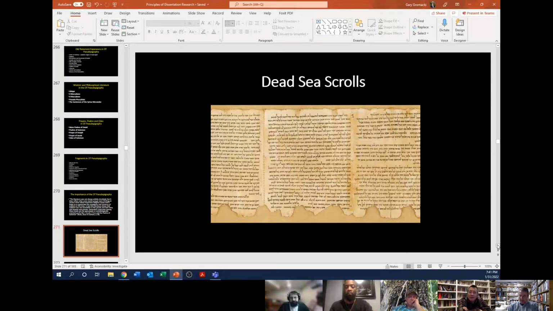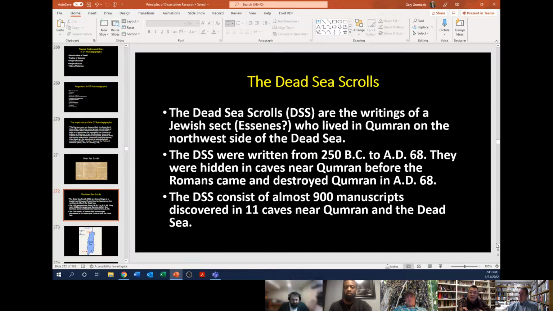So just talk a little bit about those. One of the reasons I got excited, I had the chance to go to Qumran, also visit the Shrine of the Book, and saw some of the Dead Sea Scroll fragments there. So the DSS, the Dead Sea Scrolls, are the writings of a Jewish sect. Debate about that.